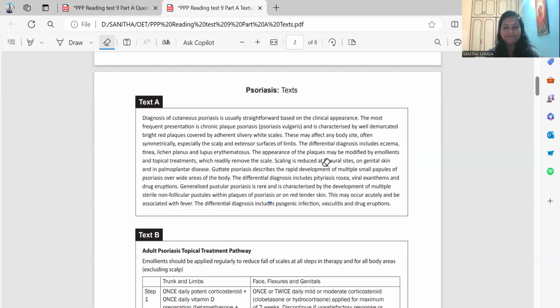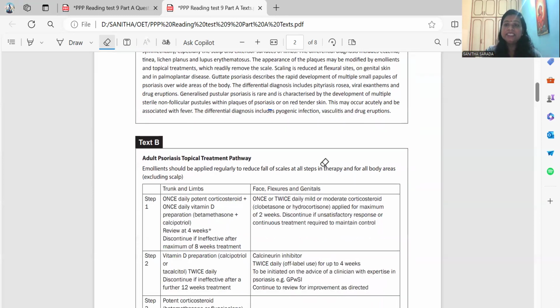Okay, you got it? Second, there is no need to read the whole passage. There will be four texts, text A, text B, C, and D. So you have to understand what text A is saying. Maybe it is about psoriasis. Text A is talking about the psoriasis condition.